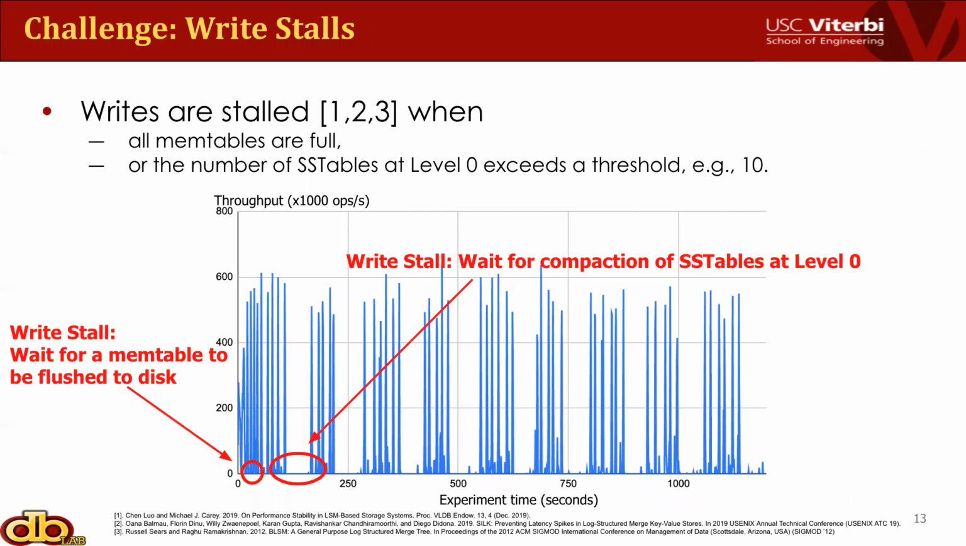A challenge of LSM tree-based storage systems is write stalls. This figure shows the throughput with a 20-minute experiment. We can see that the throughput is very spiky. It drops to 0 for a short period of time between two spikes. This is because all memtables are full, and the writes must wait for the memtables to be flushed to disk. You can also see that after a few spikes, there is a longer duration where throughput drops to 0. This is because the writes must wait for compaction of SSTables at level 0. We must minimize the duration of write stalls to improve throughput.